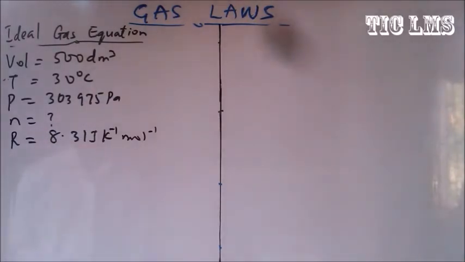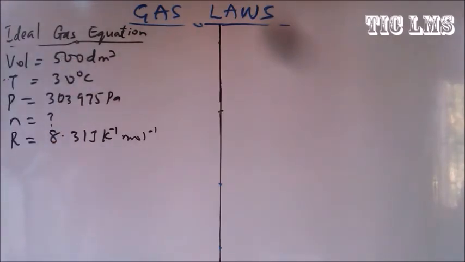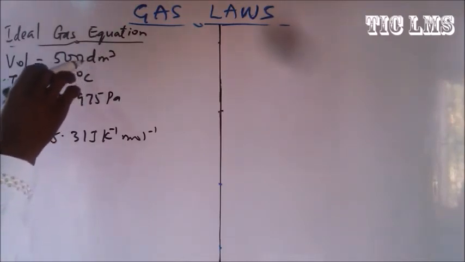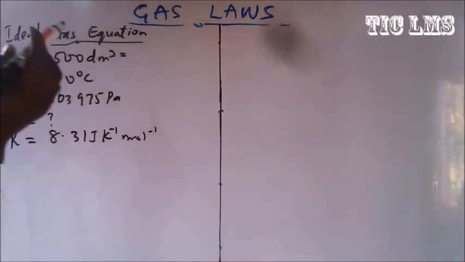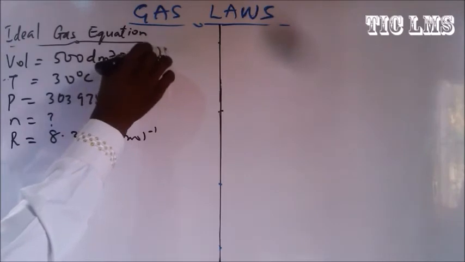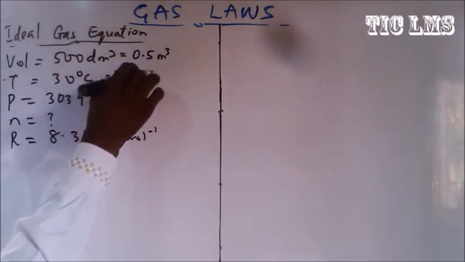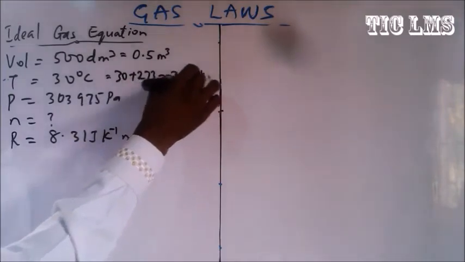Now we have some parameters that do not have the units we require. First, we have the volume in dm cubed, so we need to convert it into meter cubed. To convert it, all we need to do is divide. Since deci means divided by 10, and we have it in cube, that will be divided by 1000. So that is 10 raised to the power 3, and so that's 0.5 meter cubed. And then our temperature is in degrees Celsius. We need to convert that as well to Kelvin. So we have 30 plus 273, and that leaves us with 303 Kelvin.